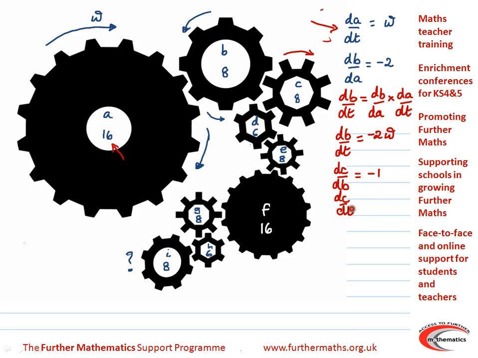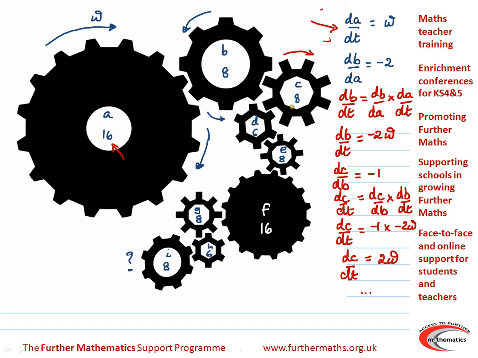which means dC dt, let's use our chain rule here, is going to be dC dB times dB dt, and we can pop the information that we've got into the calculation there. dC dB times dB dt, so -1 times -2 omega. The rate of turn for C is going to be 2 omega, so the same direction as A, but twice as fast. And you can carry that calculation through the remainder of the turns.